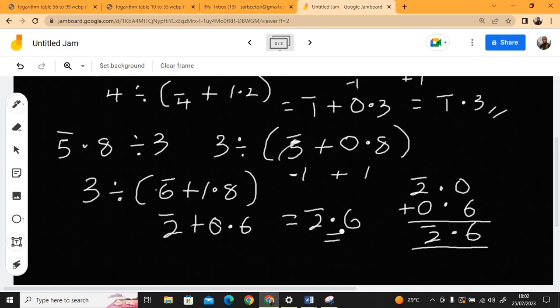Guess you understand this. You can try some questions in your New General Mathematics or Essential textbook. You will get it right, believe me. So we'll move on to the next one.